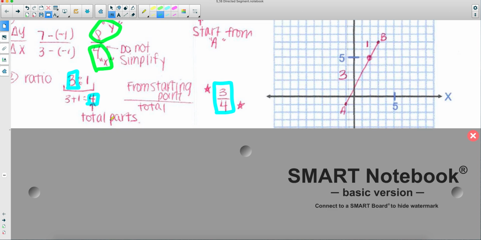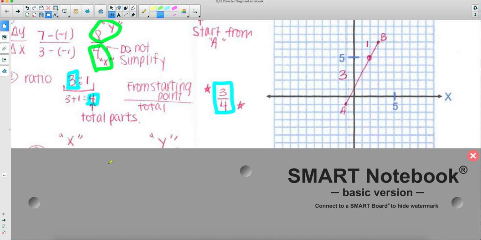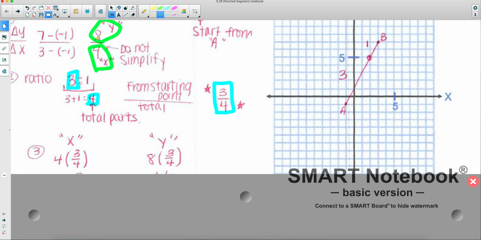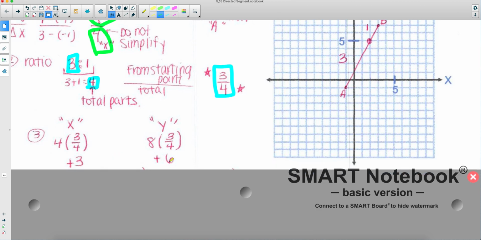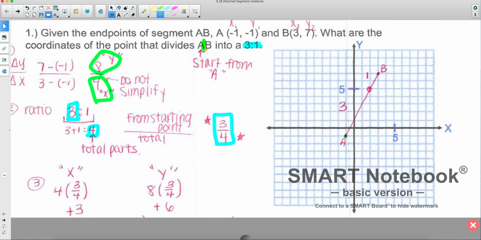Okay, so x is 4 and y is 8, right? From our change in y and change in x. And we're going to multiply it by that new fraction of 3/4. So this tells us we're going to go 3/4 of our change in x. We're going to go 3/4 of the change in y. So 3/4 of 4 is just 3, and 3/4 of 8 is 6. It matters the sign, so it's a +3 and a +6. So that means we're going to add 3 to our x, and we're going to add 6 to our y. Well, x and y, we need a coordinate. We're always going to start at the first part of our segment. So here we have to start at A.